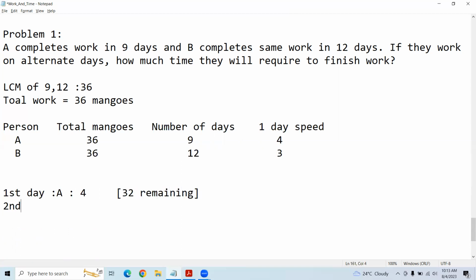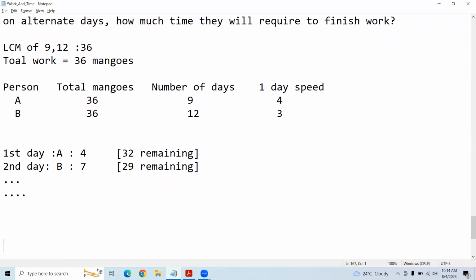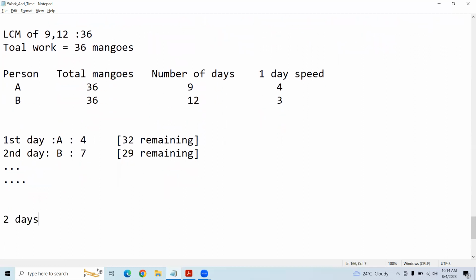Now, second day, who will come for the work? Second day, B will come for the work. He will eat 3 mangoes. So 7 mangoes they will eat. And now 29 are remaining. Now, it will continue like this only till those 36 are over. But here you see 2 days, 7 mangoes are completed because 4 plus 3 is 7.